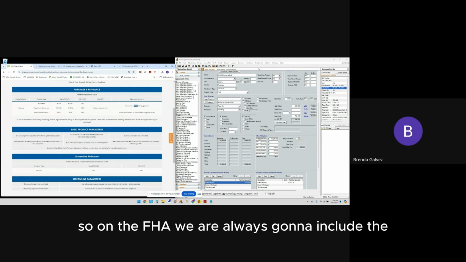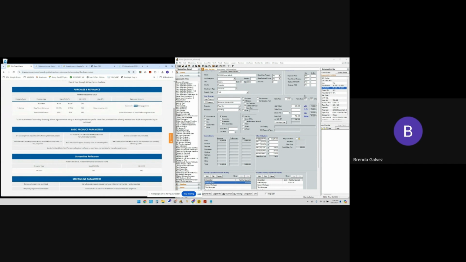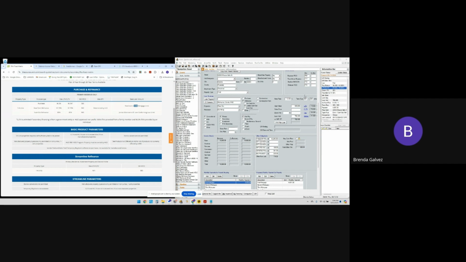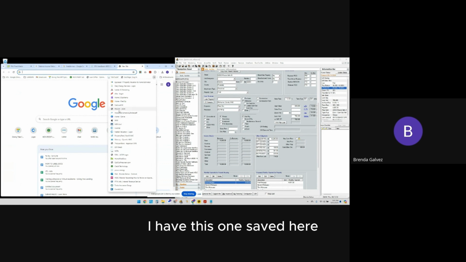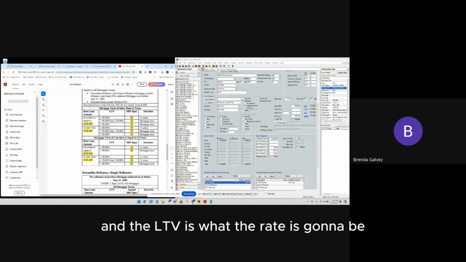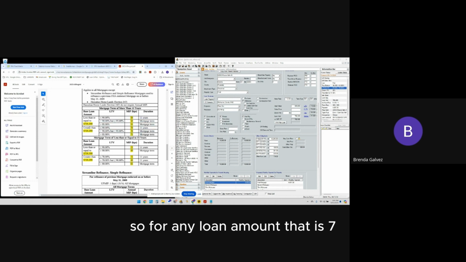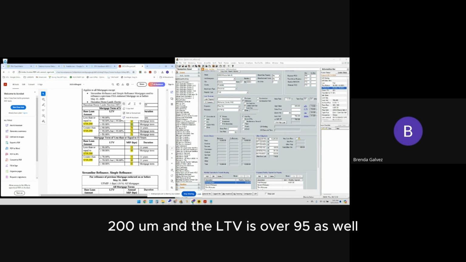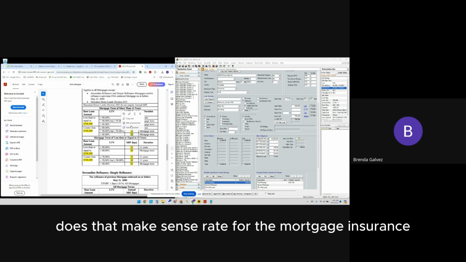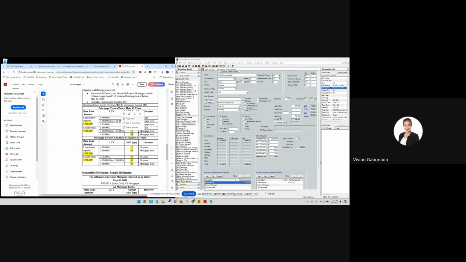So on the FHA, we are always going to include the upfront mortgage insurance, and we're going to include the monthly mortgage insurance. For FHA mortgage insurance, I have this one saved here, but you can probably Google it and find it. Depending on the loan amount and the LTV is what the rate is going to be. For any loan amount that is 726,200 or lower with 95 LTV, your rate is going to be 0.55. If it's anything over 726,200 and the LTV is over 95 as well, then your rate is going to be 0.75. Does that make sense? Rate for the mortgage insurance? For the mortgage insurance, correct.